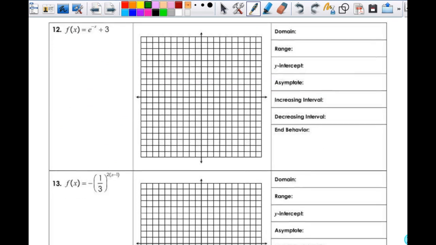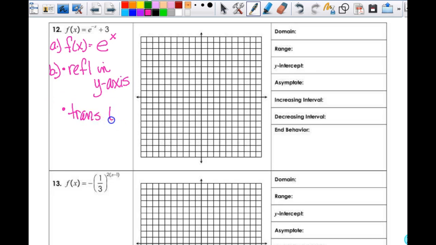Yes. All right, so now we have an e problem. f of x equals e to the negative x plus 3. So my parent function is f of x equals e to the x, right? The negative up here in the x means that I'm going to reflect in what? In the y-axis, because it's affecting x. And then I translate where? Up 3.